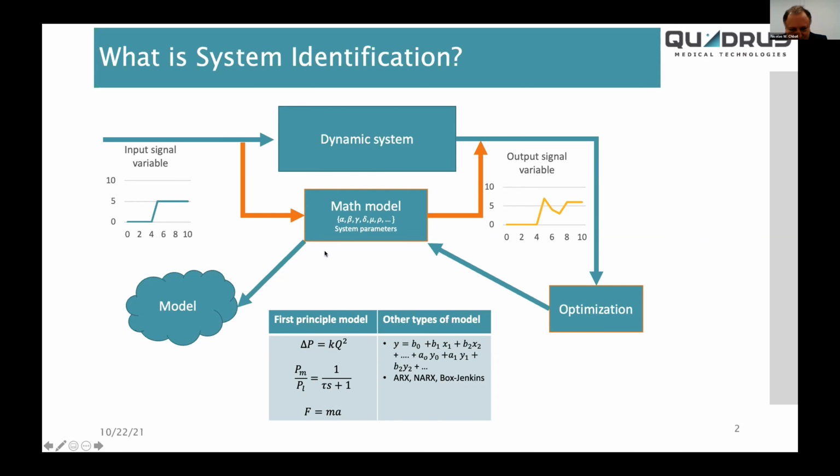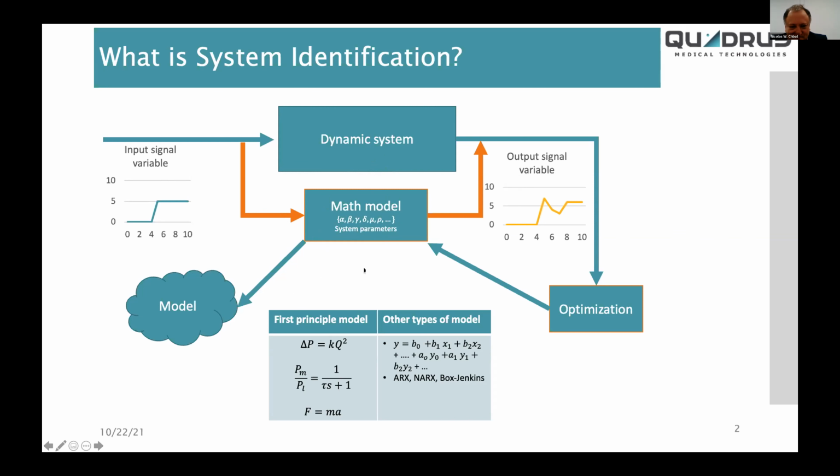Now, system identification is the process of building these mathematical models using variables that we can measure to estimate parameters that we really cannot measure. Like, there is no way we can measure the stiffness of the lung. It's difficult without invasively sticking a sensor into the dynamic system.